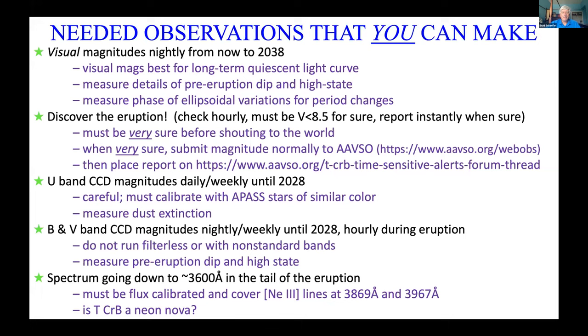Okay, next question here. Someone asked about potentially using their Unistellar eVscope in order to monitor the light curve of T CrB. Do you have any comments on what they should or shouldn't do if that's the kind of equipment they're working with? Could someone tell me what a Unistellar eVscope is? I'm not familiar with it.